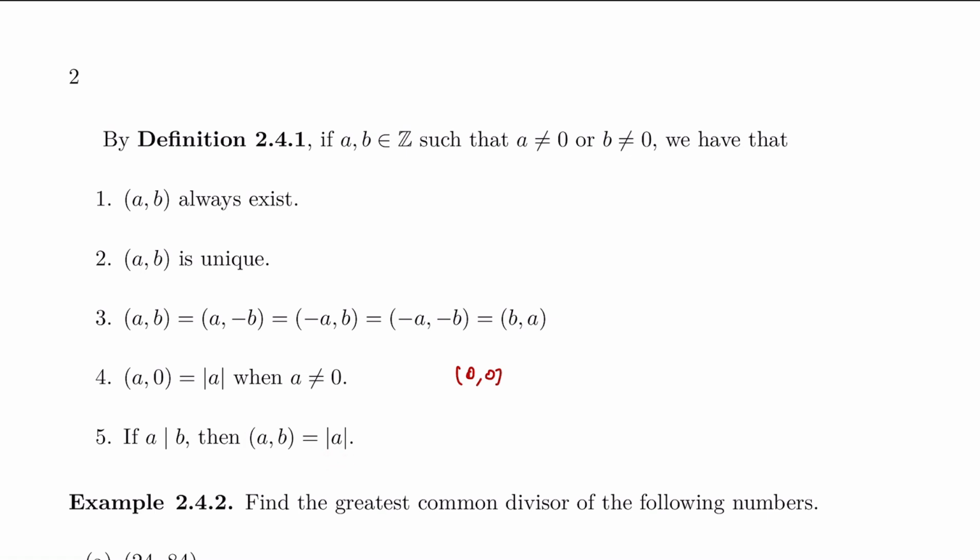Okay, for example, if you have 2 divides 4, that means that the greatest common divisor of 2 and 4 is 2. If you have minus 3 divides 9, what do we have? We're going to have minus 3 and 9, and the greatest common divisor will be 3, which is the absolute value of minus 3. Okay, these are the true facts of the greatest common divisor.